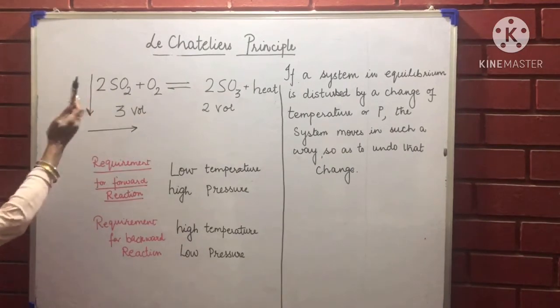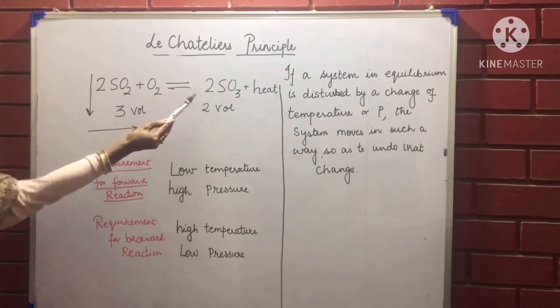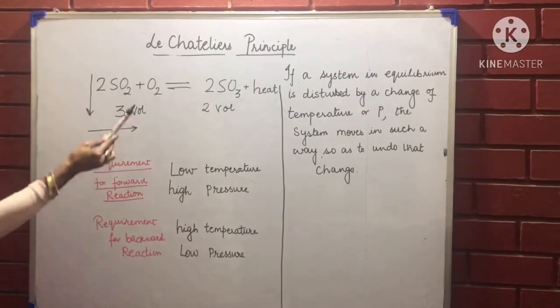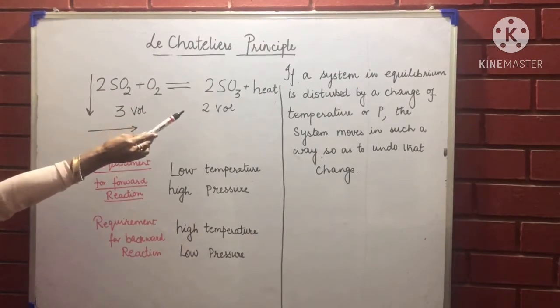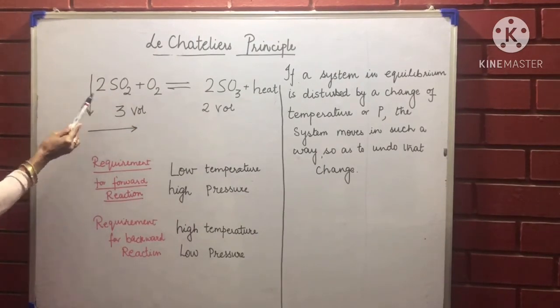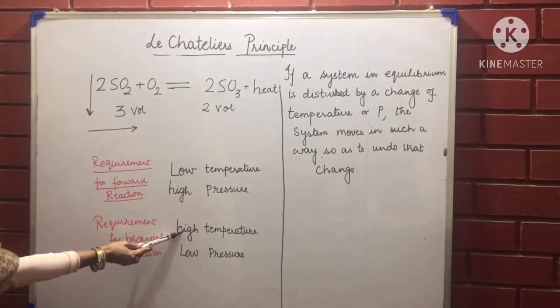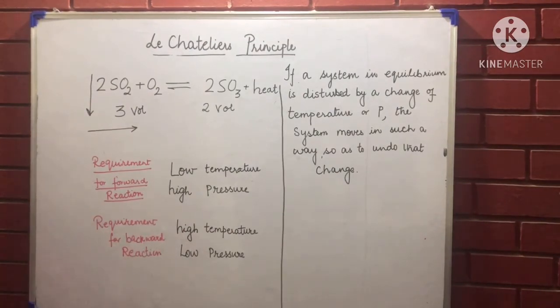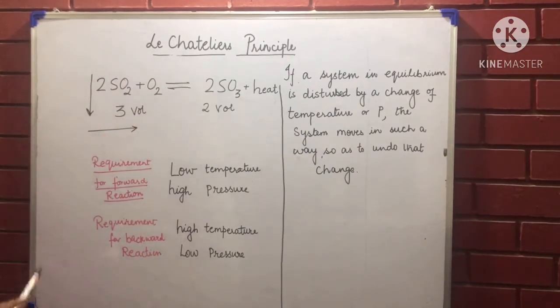If I want the reaction to proceed in the backward direction, the backward reaction is an endothermic reaction: 2SO3 plus heat, meaning that is an endothermic reaction giving me the reactants. So the requirement for a backward reaction is high temperature and low pressure, so that the volume increases from 2 volumes to 3 volumes.